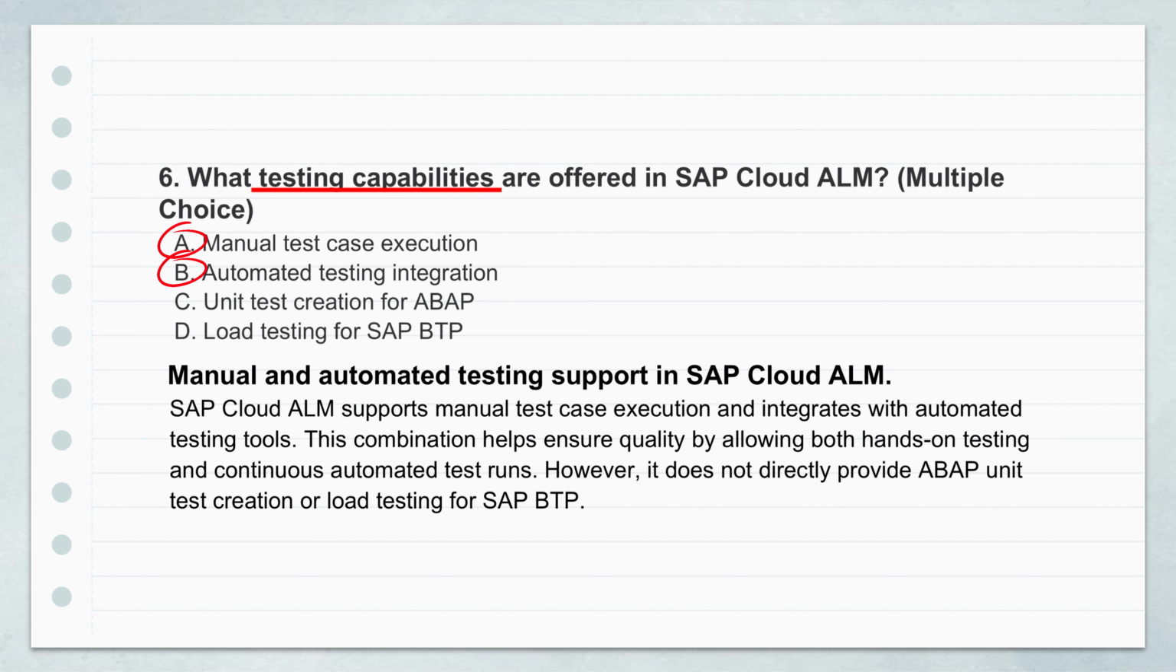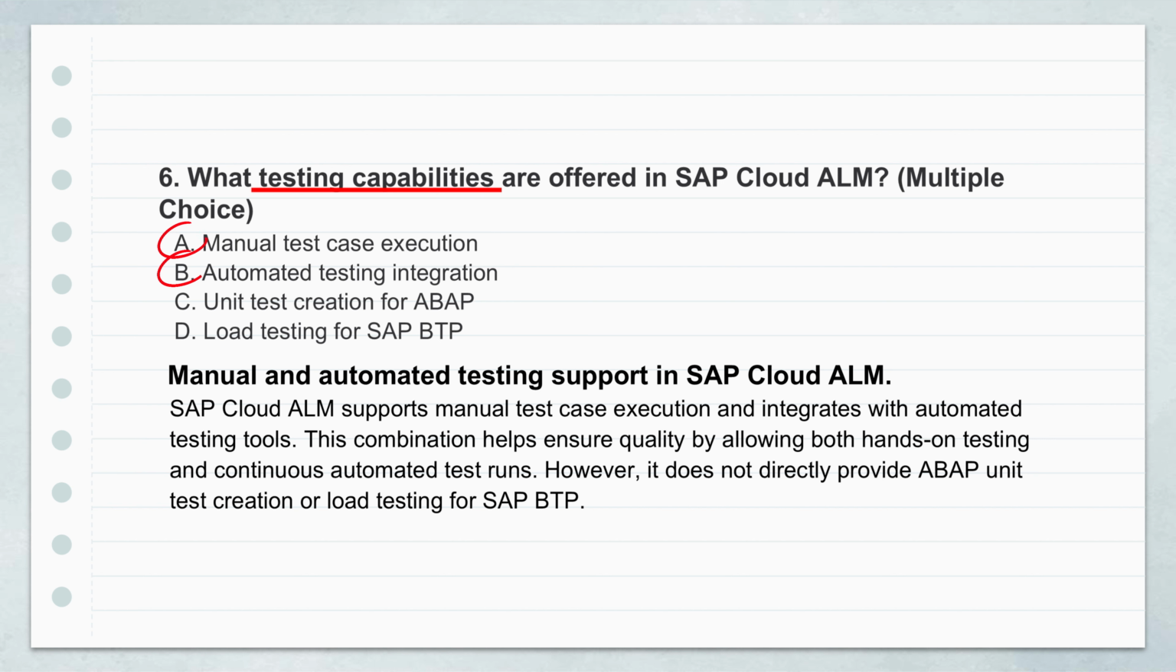Integration. So Cloud ALM isn't necessarily where you write all your automated scripts. Not necessarily. It's more the central hub. It integrates with dedicated automated testing tools, so you can manage, trigger, and track the execution of those automated tests from within Cloud ALM. Okay. So it orchestrates the overall testing effort, bringing manual and automated results together. Exactly. It supports that continuous testing approach. It acts as the orchestration layer for QA.